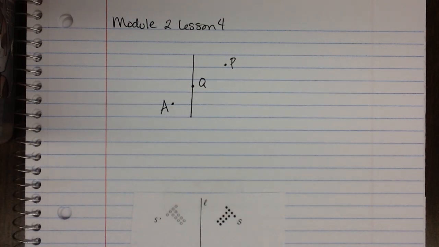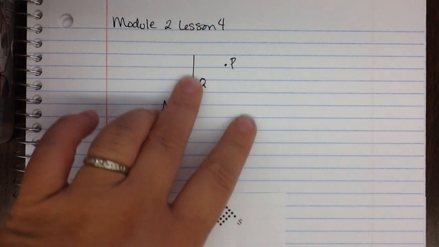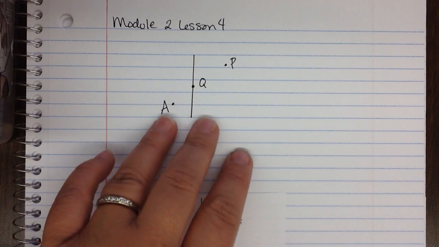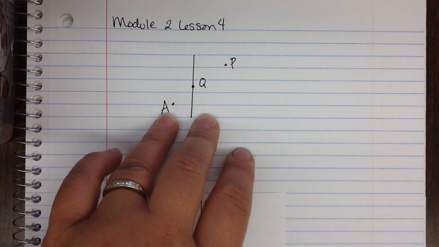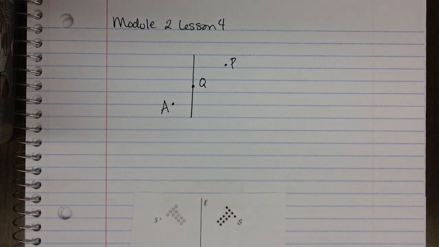Alright, we're going to start with Module 2, Lesson 4, and Module 2, Lesson 4 is a lot about reflection and the properties of reflection. So, we're going to look at this example right here. We have a line with point Q on it, and we have point A over on the left and point P on the right. And what we're going to do is use that line as our line of reflection.